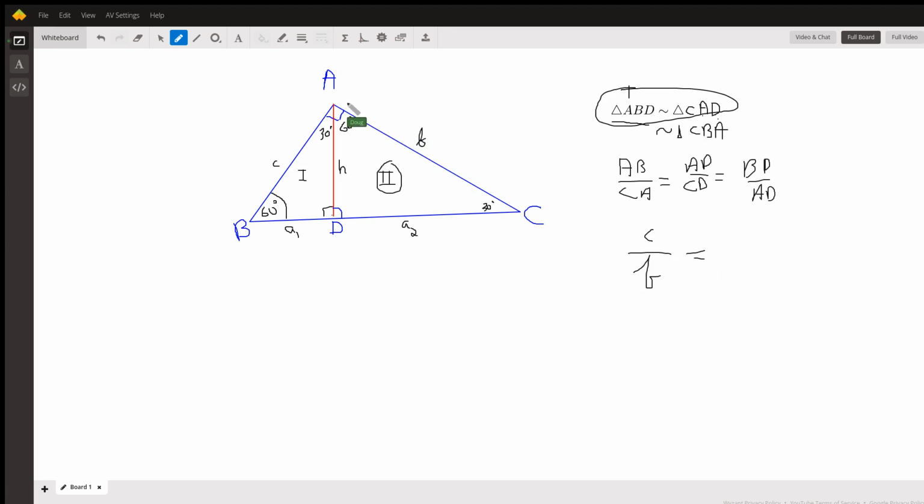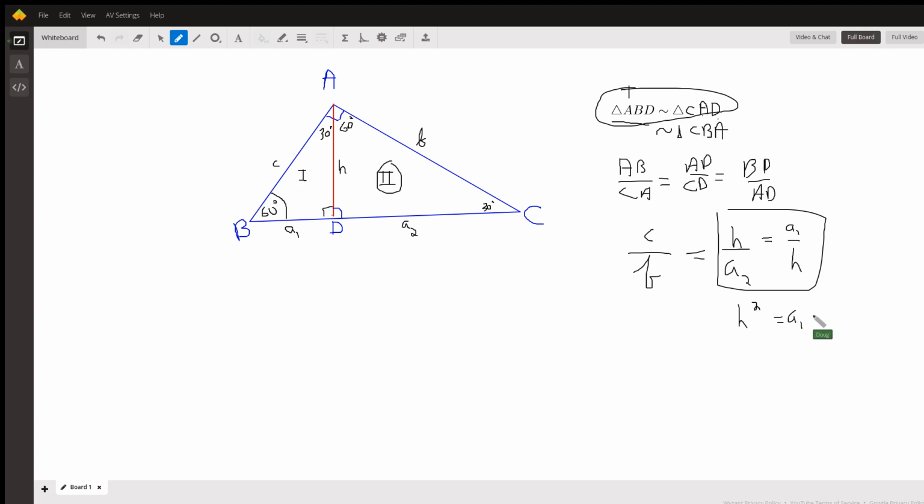AD is H. CD is A sub 2. BD is A sub 1. And AD is H. So by setting this up, you could say that H is the mean proportional. This altitude is the mean proportional between the pieces of the hypotenuse of the big triangle, or H squared equals A sub 1 times A sub 2.